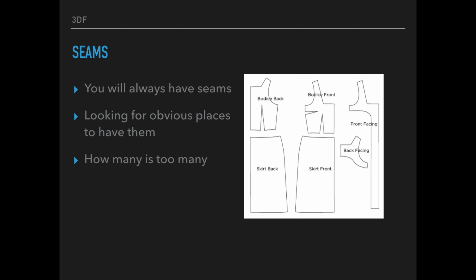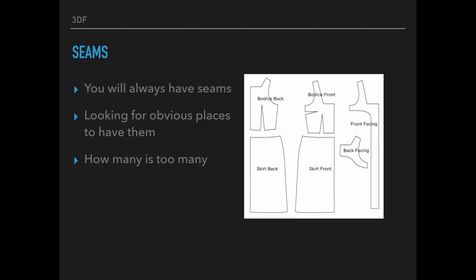So another thing we're going to have to think about when laying out UVs are having seams. You can't get around not having seams, so we have to think about where we're going to place them. We want to look for obvious places, such as maybe where two textures change. It could be where we have a seam in the real world, or it could be in a spot where it's kind of hidden from our viewer most of the time.